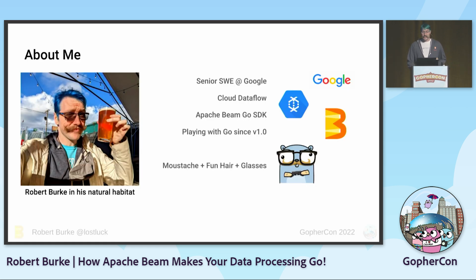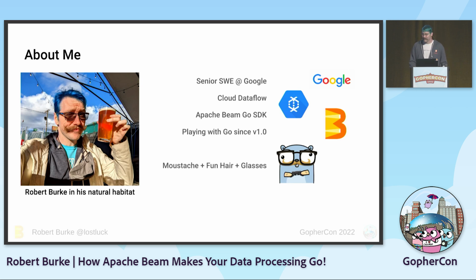I'm Robert Burke. Despite my tongue-in-cheek self-insert title of Distributed Gopher Wrangler, I'm a senior software engineer at Google, working on Cloud Dataflow. I've been working on the Apache Beam Go SDK for about 4 to 5 years now, so hopefully I know what I'm talking about by now. And I've been playing with Go since around V1, which is 2009, not 2019. But it's been lovely to see how it's grown over that time. In case you haven't seen me around the conference yet, I'm the one with the combination of a mustache and matching glasses and fun hair.